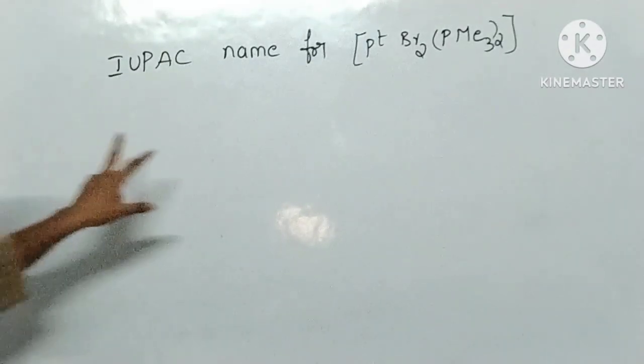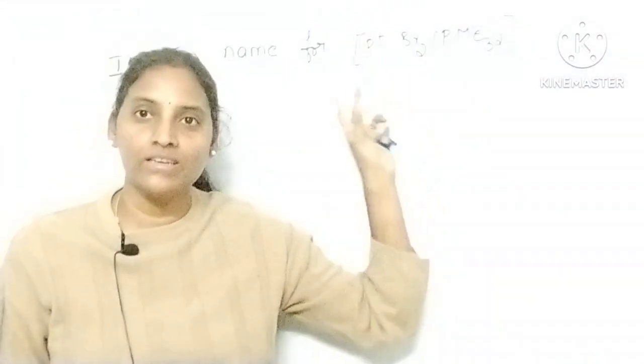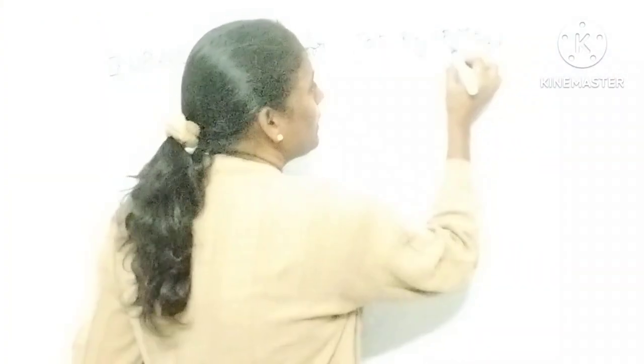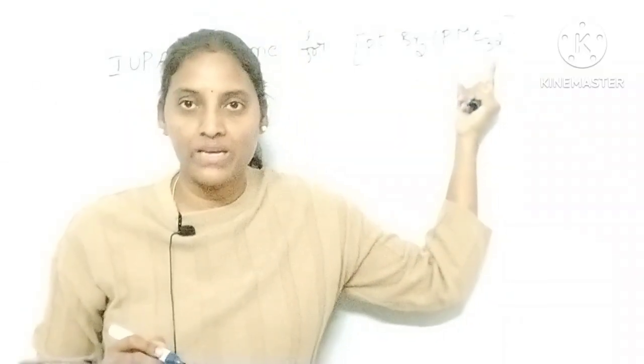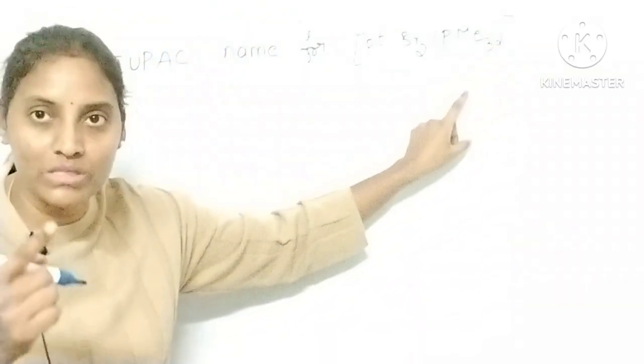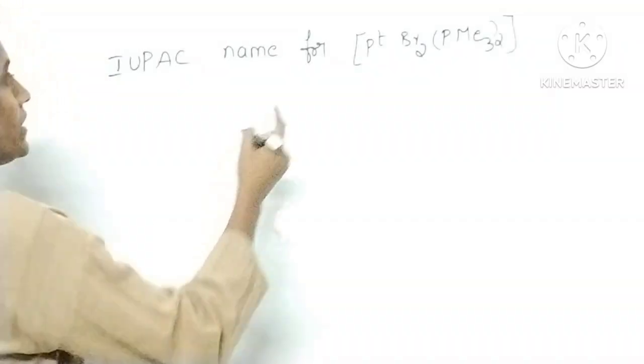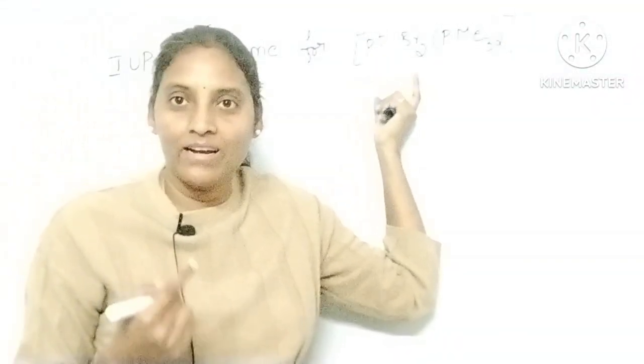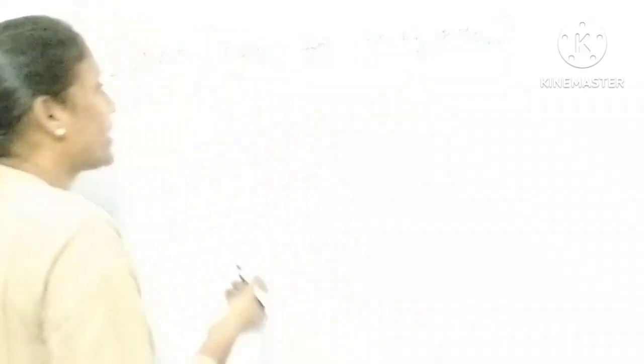Here in this question you need to write the IUPAC name for this complex. Here this is PMe3 taken twice, which means you should use bis. Here 2 bromine atoms are there. First you can write the anion's name.